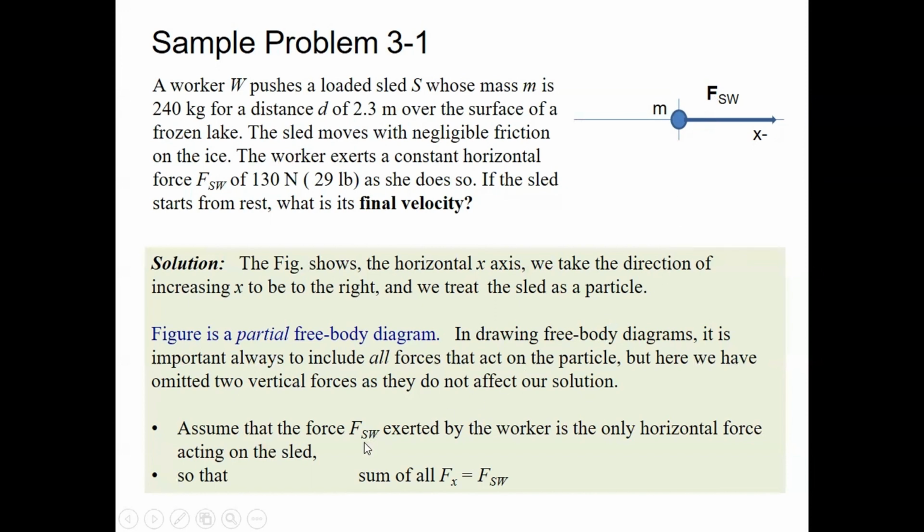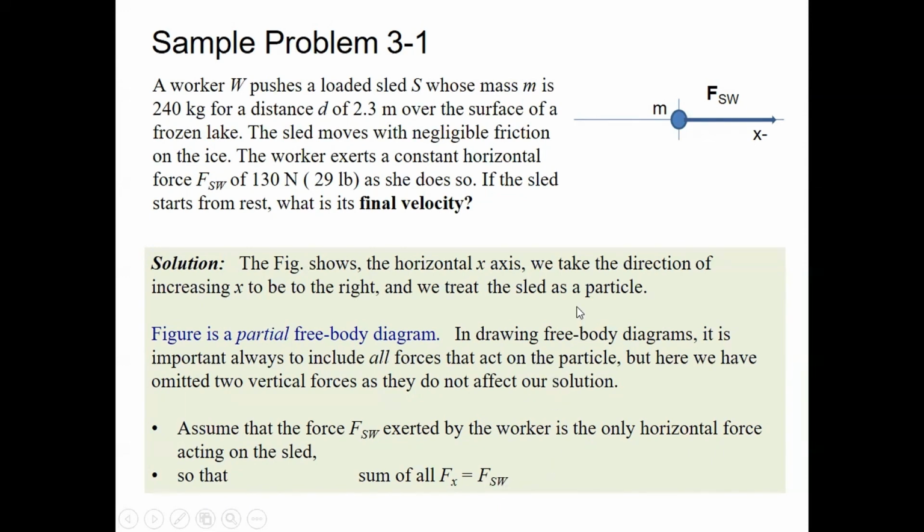Here we have omitted vertical forces, and we think that it is not really those forces that are affecting our solution. Then we assume that the force F on the sled by the worker is the only horizontal force. Therefore, the sum of all forces along the x direction is basically that force F_SW.